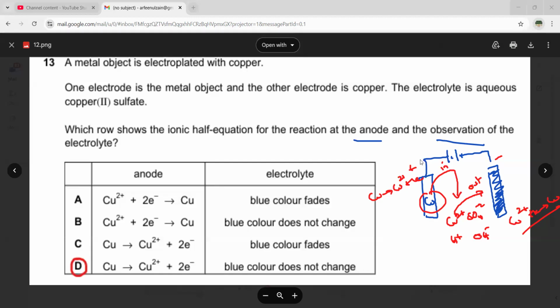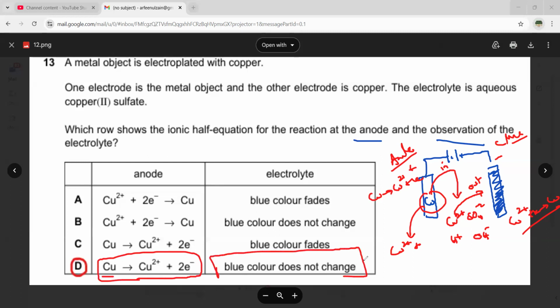And what happens to the size of the anode? The size of the anode will start to decrease. The mass of the anode will decrease and the mass of the cathode will increase. And why is the size of the anode decreasing? Because a copper atom turned into a copper ion by loss of electrons. So the copper atom turning into a copper ion is happening at the anode. And why is there no change in the color of the solution?